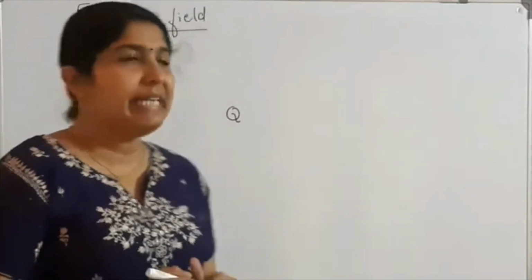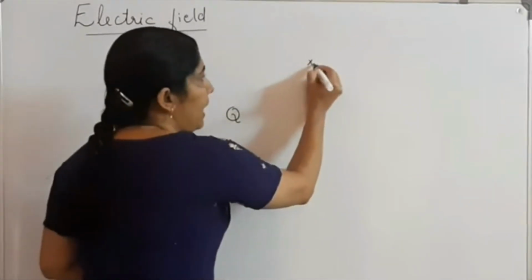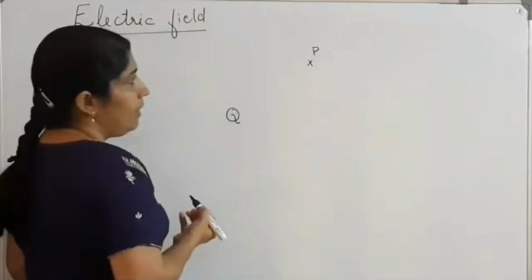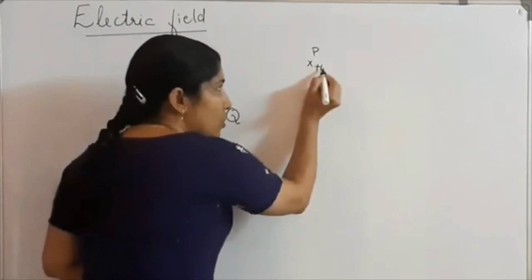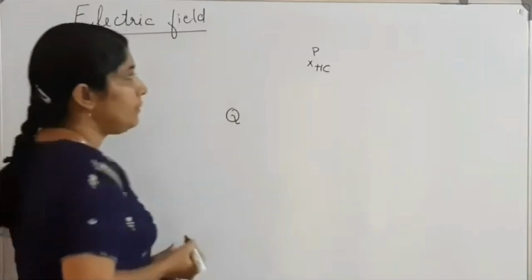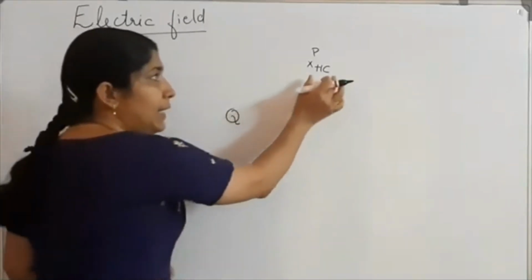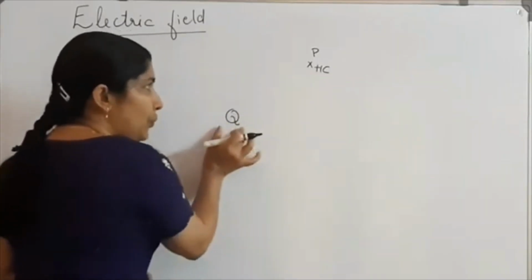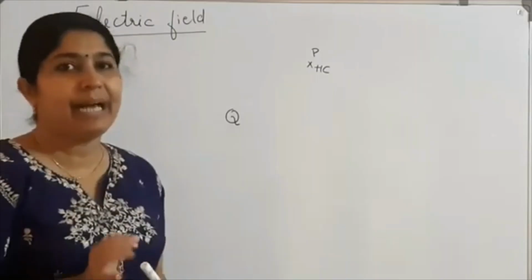To find the intensity, we consider a point P in this field and place a unit positive charge at that point. Then the force exerted on this unit positive charge by the charge Q gives the intensity of electric field at that point.